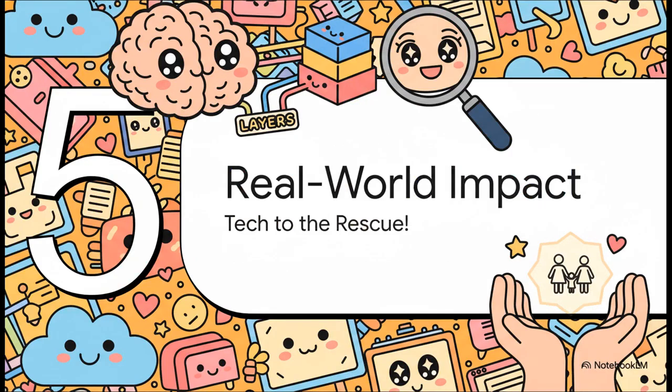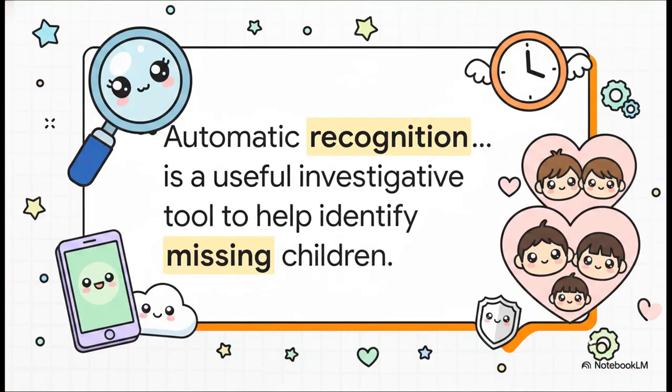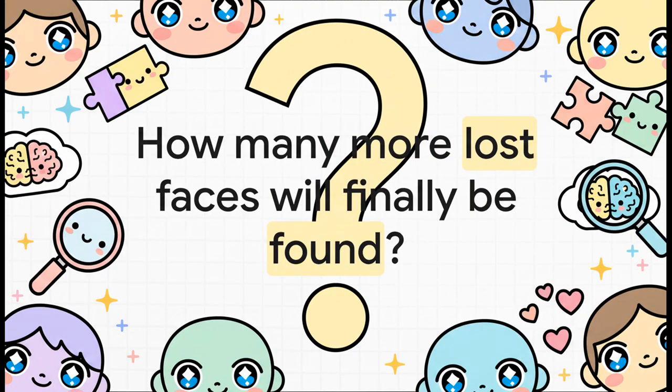And finally, Section 5, Real-World Impact and Safety. Tech to the rescue. Ultimately, the automatic recognition of children using their faces is a tremendously useful investigative tool to help identify missing kids. All of these complex, computationally heavy deep learning systems really have one singular goal: directly empowering law enforcement agencies and healthcare providers. They're basically turning a static database into a dynamic, life-saving tool that can actually cut through the biological reality of a child's changing face. So I want to leave you with this final thought.